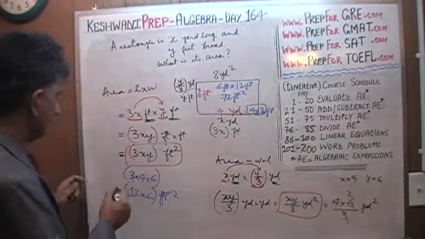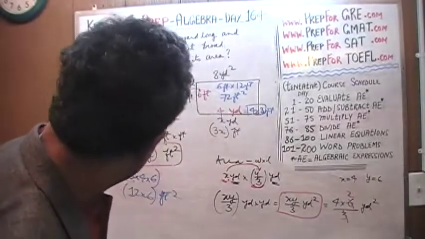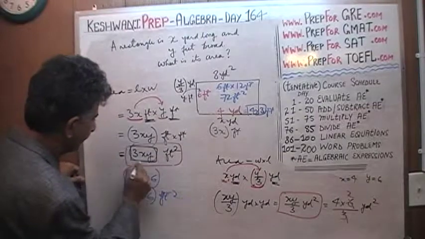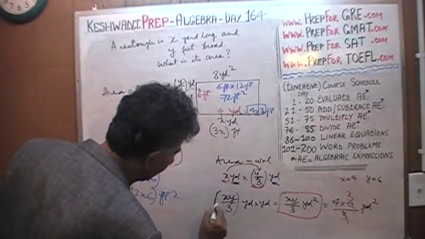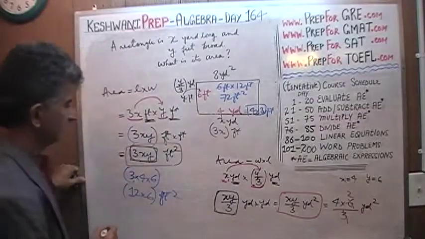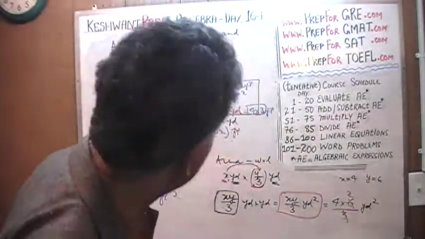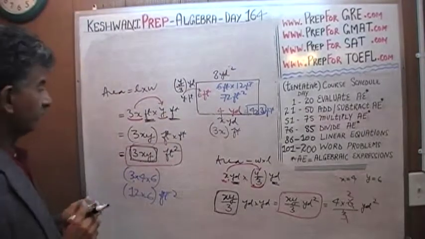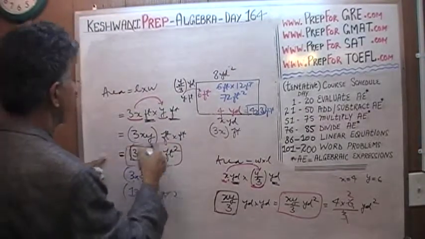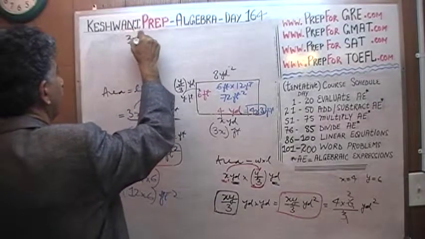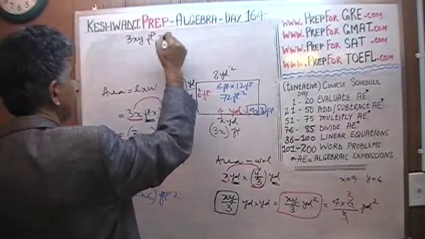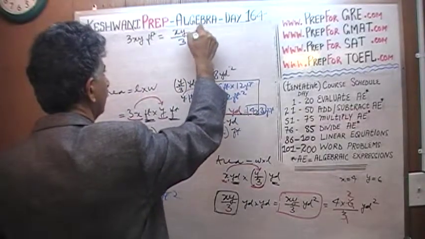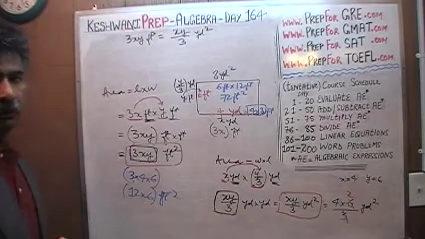But before we go, I want you to notice something. I want you to compare this quantity right here, 3 times xy, versus xy over 3. What do you notice? Let me put it on the top so that I can make a fuss about it properly. 3xy square feet equals x times y over 3 square yards. What do you notice?